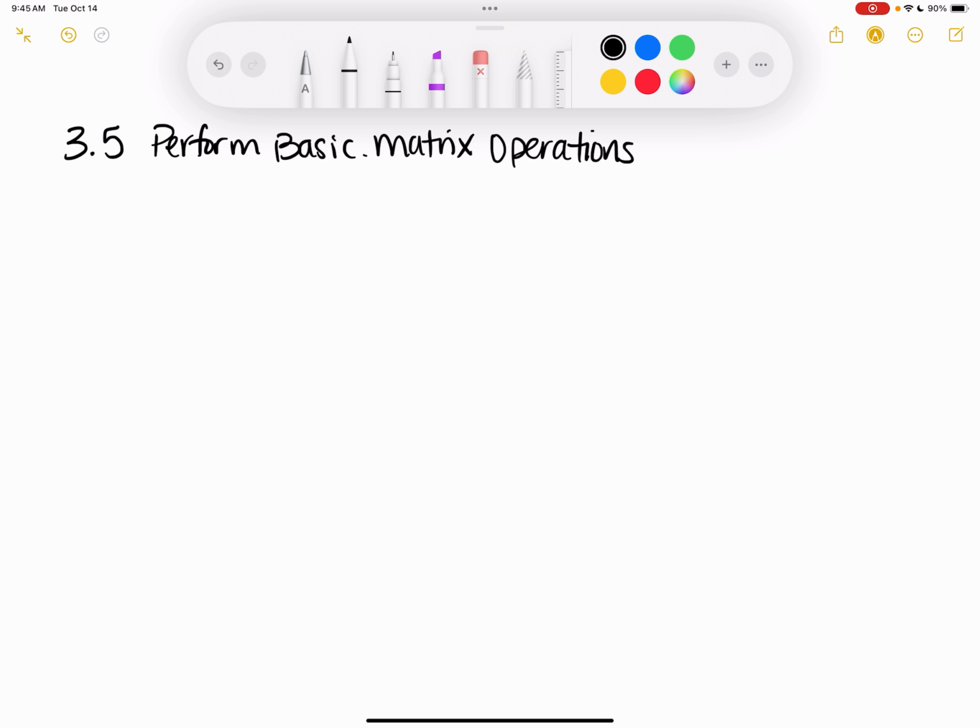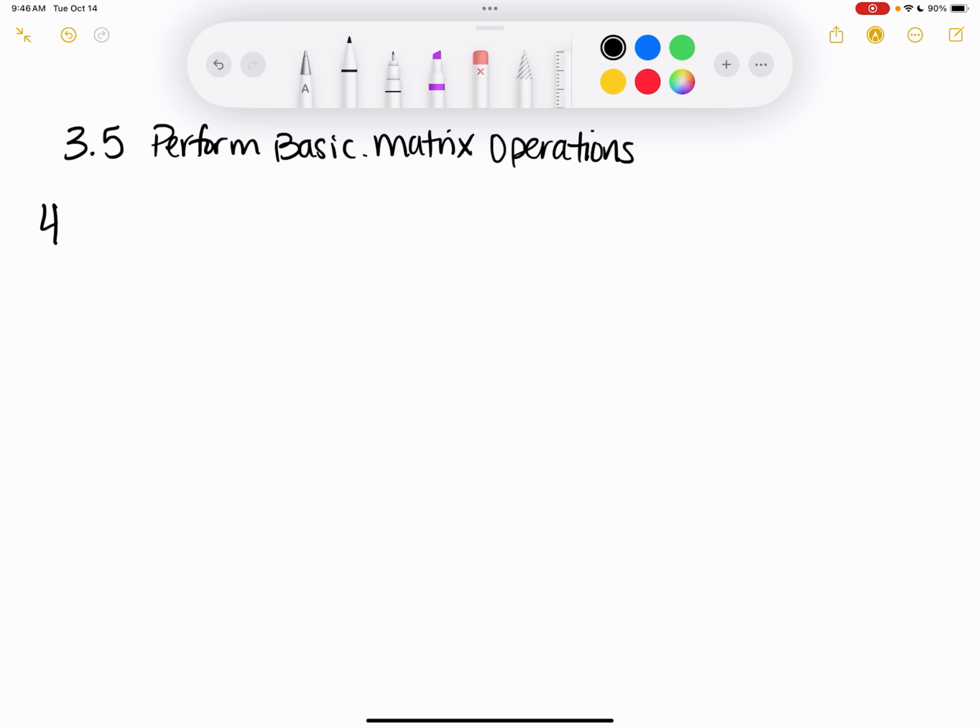So we're going to be adding and subtracting matrices, and then some where we're solving for the missing pieces. Some of them we're going to be doing by hand, and then there's some that we're going to be doing on the calculator so that you can see how to do them that way as well.